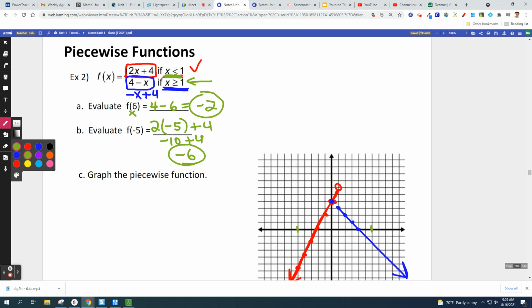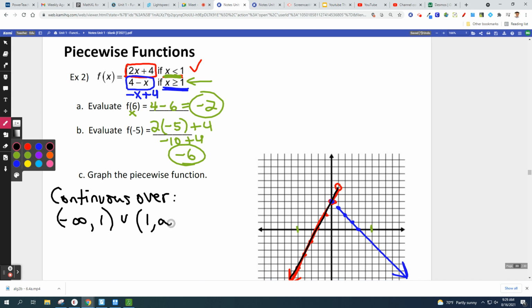Graph the piecewise function. We did. All right, we can talk about continuity. We can say this is continuous over, and think about how you would trace it. You would trace from negative infinity to 1, so from negative infinity to 1, okay? And then from 1 to infinity.